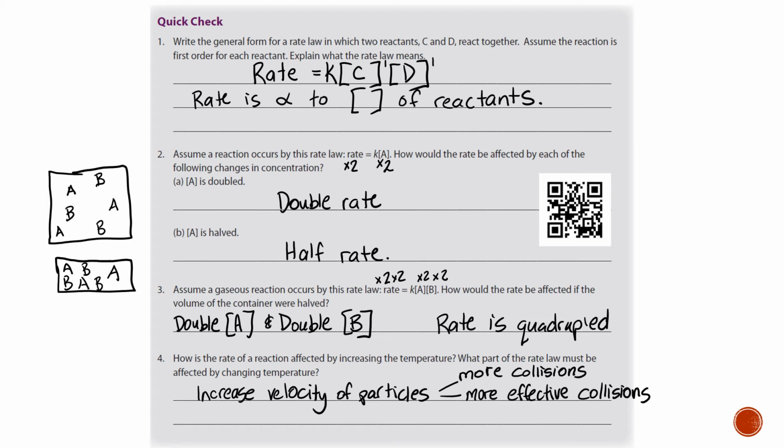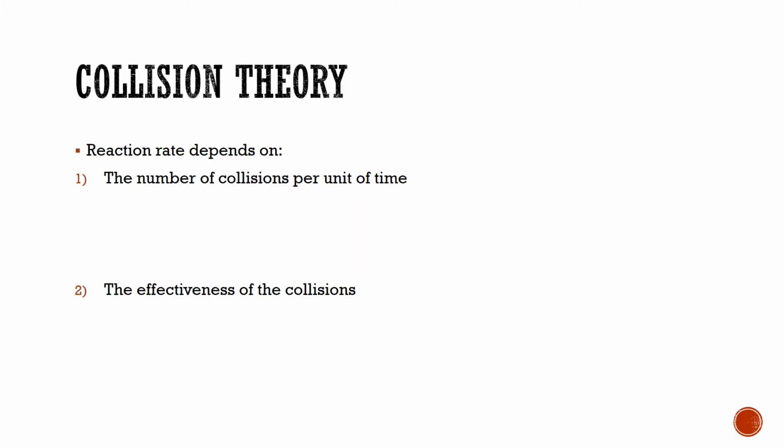Now we have to figure out what part of the rate law must be affected by changing temperature. Because increasing the temperature is not going to affect the concentration of C, it's not going to affect the concentration of D, it's not affecting the concentration of those reactants. The thing that must be affected is the constant. So K is affected by changing the temperature. So that gave us just a little quick check, make sure that we know what we're learning and can apply it as well. So we're going to go on now to collision theory.